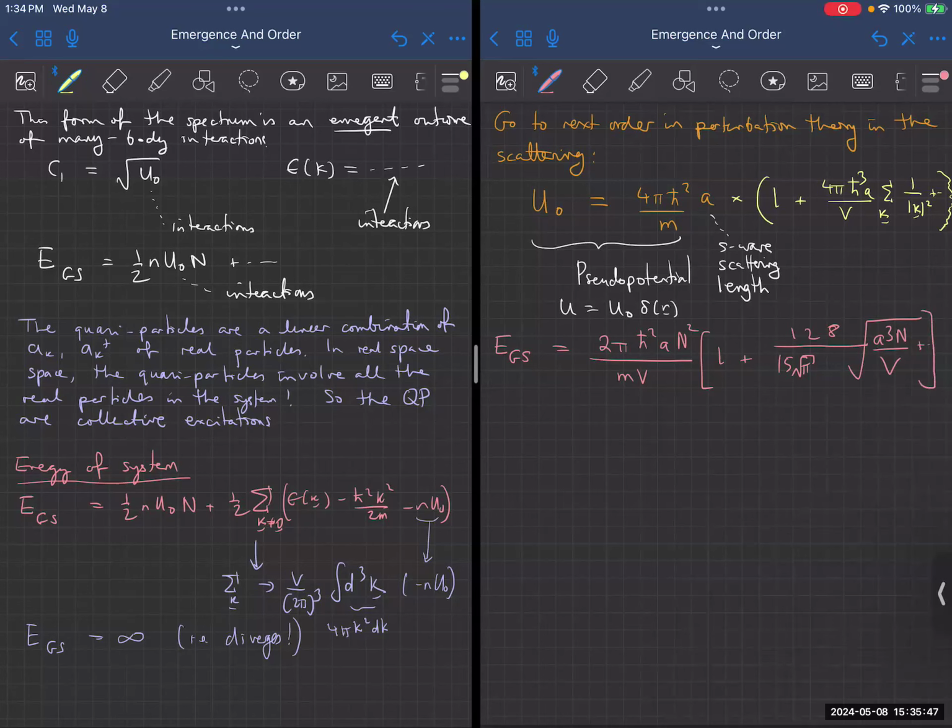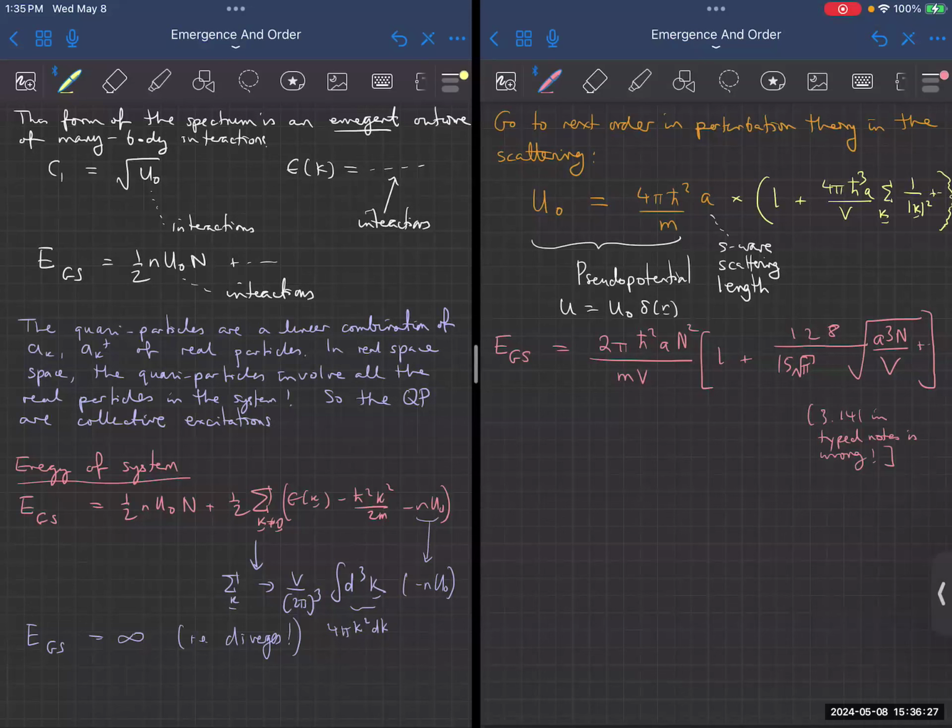Okay, so this is the corrected formula. The formula that's in the printed notes has a mistake here. The typed notes were made from my handwritten notes, and the handwritten notes are more accurate than the typed notes, but the typed notes look better. So anyway, this is the result, and this is finite.